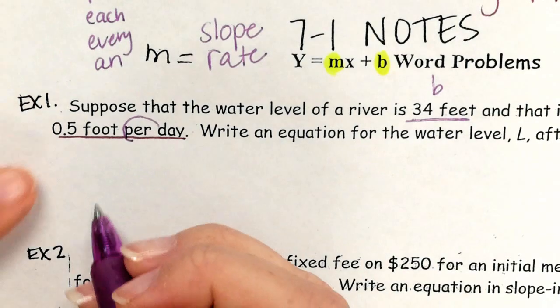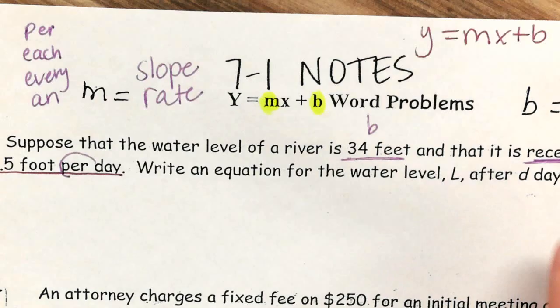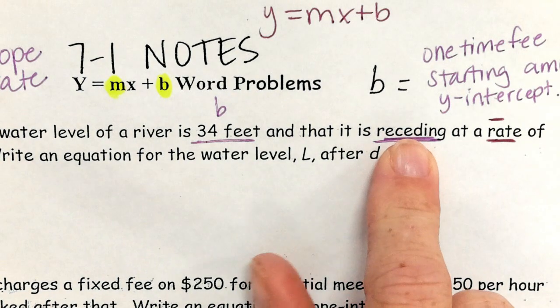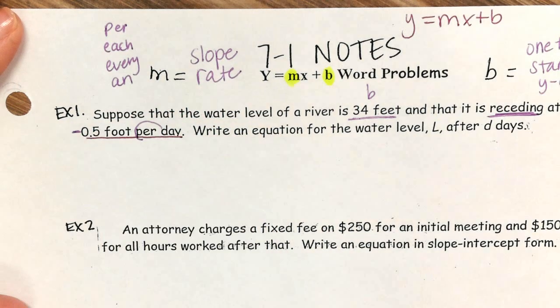Okay? So this number has to be what kind of value? No, what kind of value? Negative. Why? Because it's receding. So just go put a minus sign in front of it.